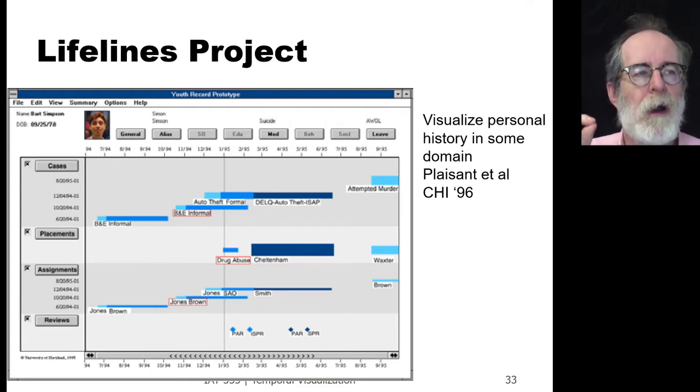In this situation, Bart is a young offender, or as the name might infer, a young troublemaker of some description, and he's been up to no good. Here is the sequence of events in his timeline. He did a break and enter, and it was handled informally. He did another break and enter that was handled informally. Then he stole a car that was handled more formally. He went to court and was found to be a juvenile delinquent and spent some time at an institution. Here's his placement, something to do with drug abuse, and the location where he spent time to address that.